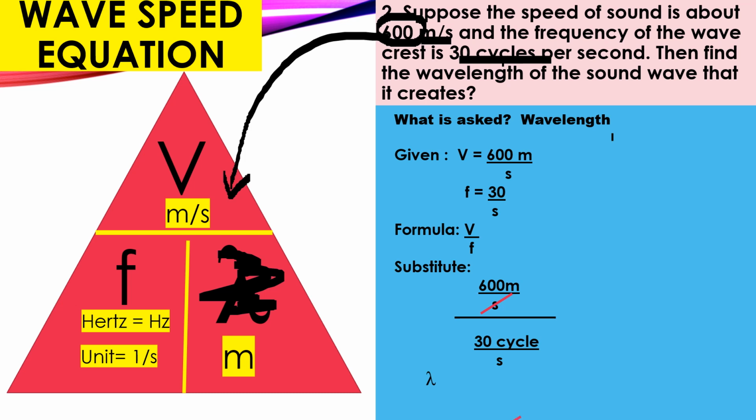Okay, we will cancel our seconds. So, ang matitira is meter. So, our answer here is 40 meters. 600 divided by 30 is 40. So, since we're looking for the wavelength, our answer is 40.